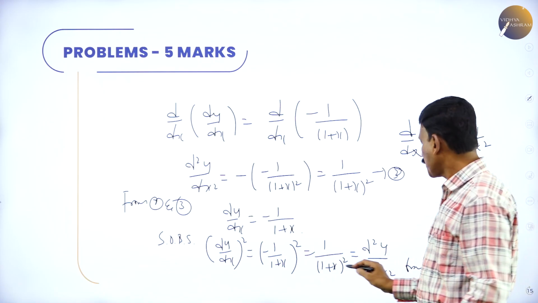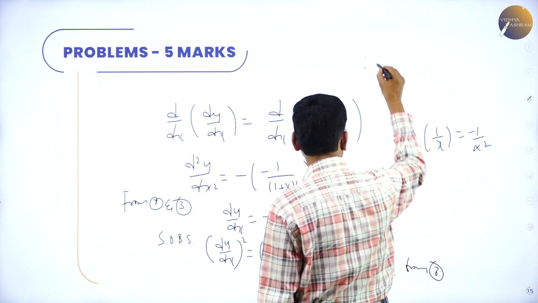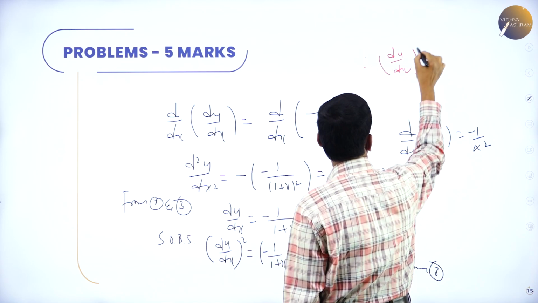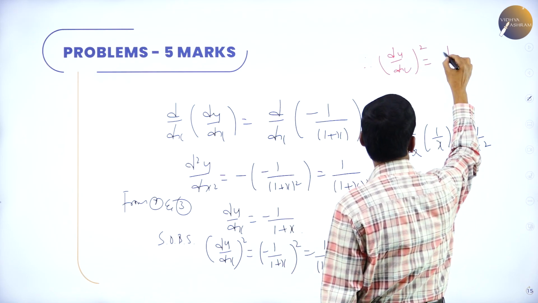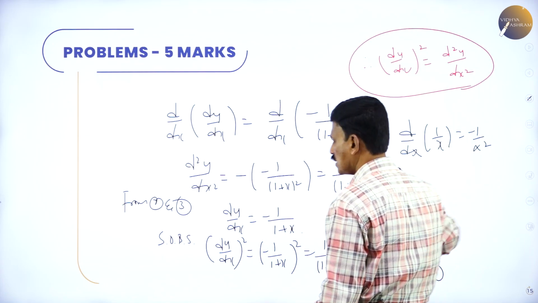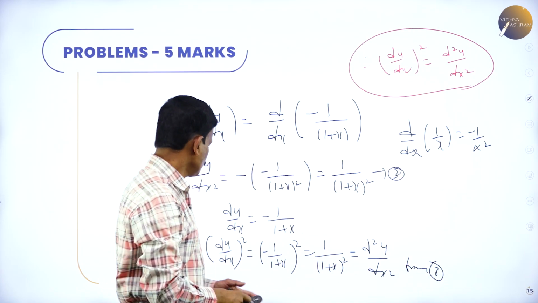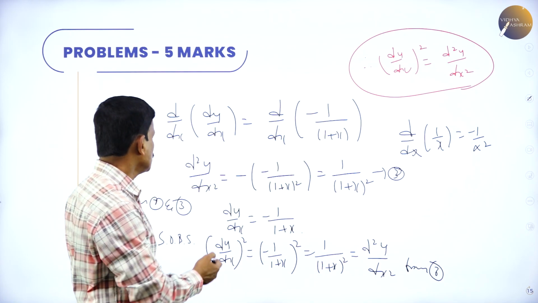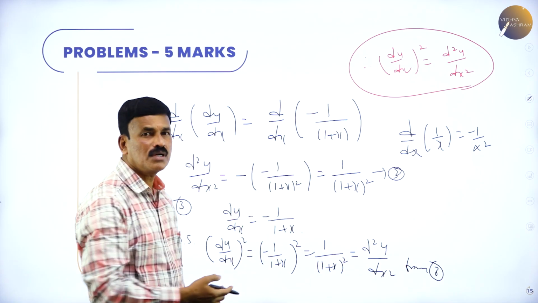So therefore from this we can say that (dy/dx) whole square is equal to d²y/dx², which is the required answer. See here, (dy/dx) whole square is equal to d²y/dx², because dy/dx is minus 1 by 1 plus x.